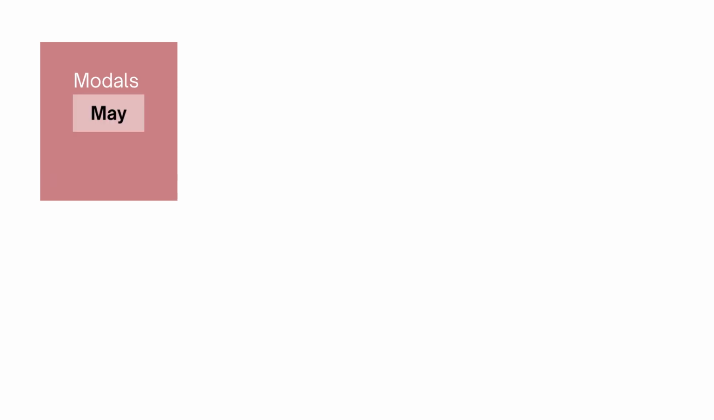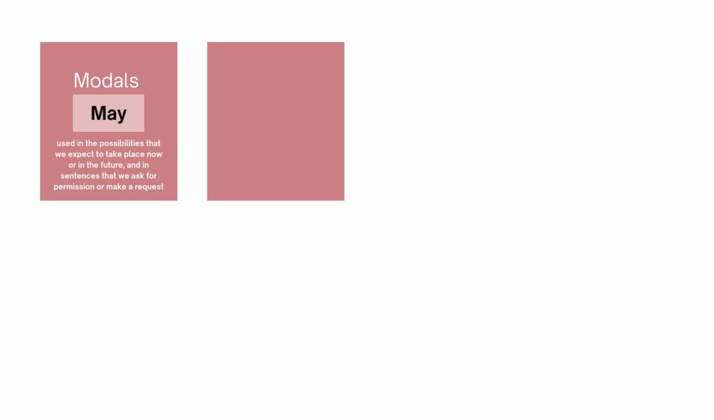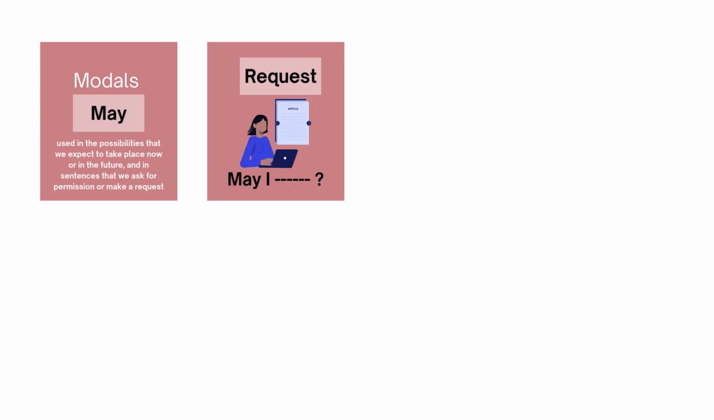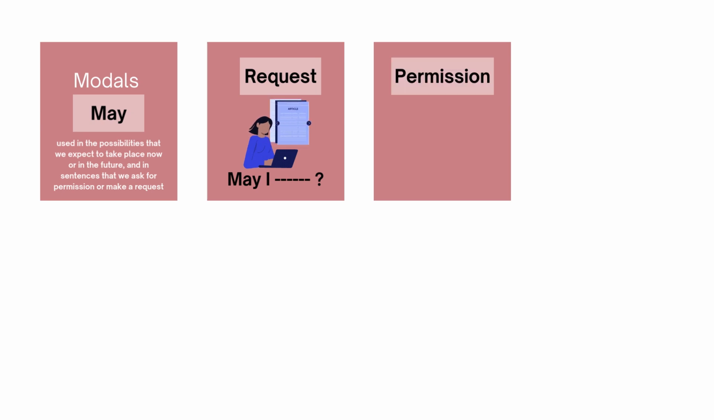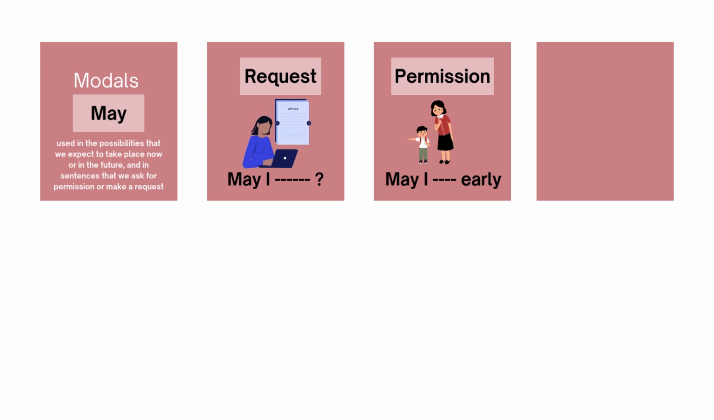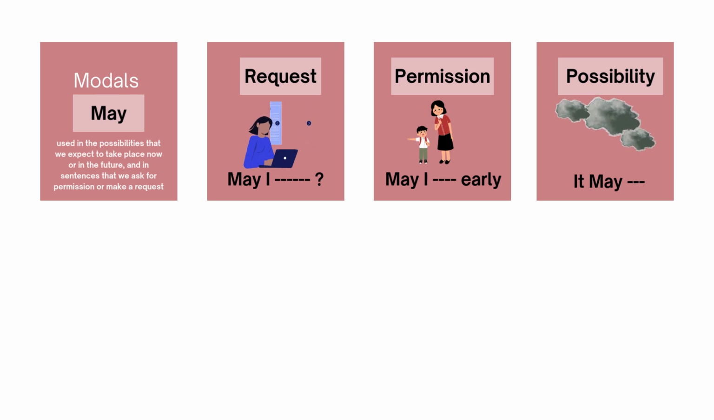We use may to talk about possibilities that we expect to take place now or in the future, and we also use it to ask for permission or make a request. When you say may I, you are making a request for something. This is asking for permission. You are seeking approval to leave before the usual time. This shows possibility. It's something that could happen, but it's not certain.